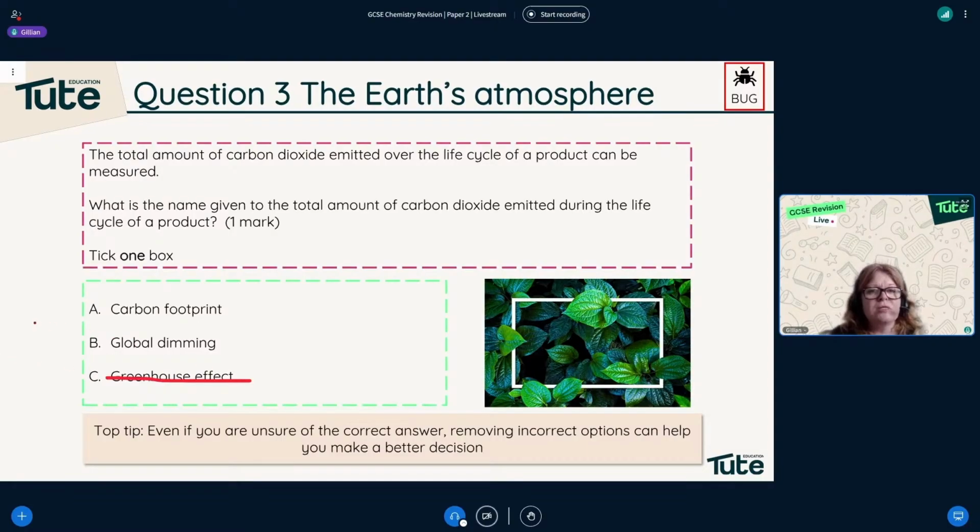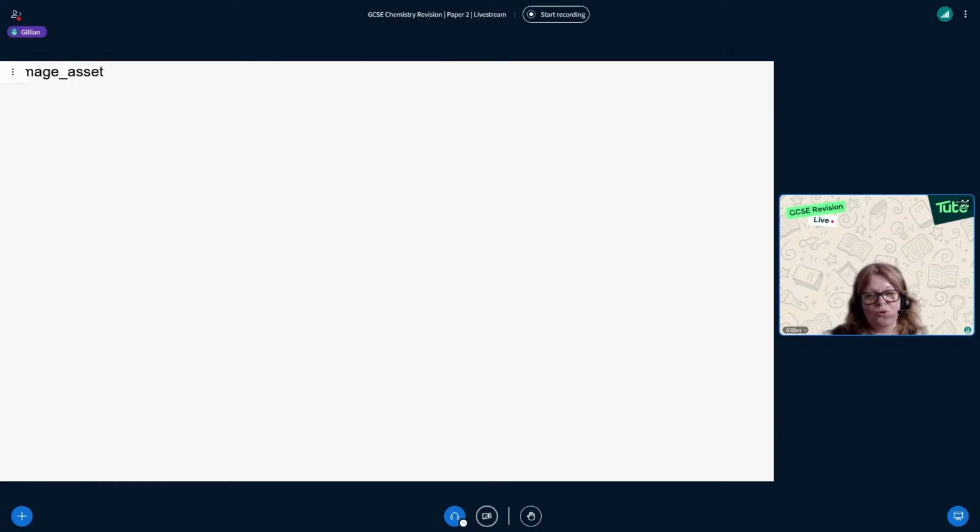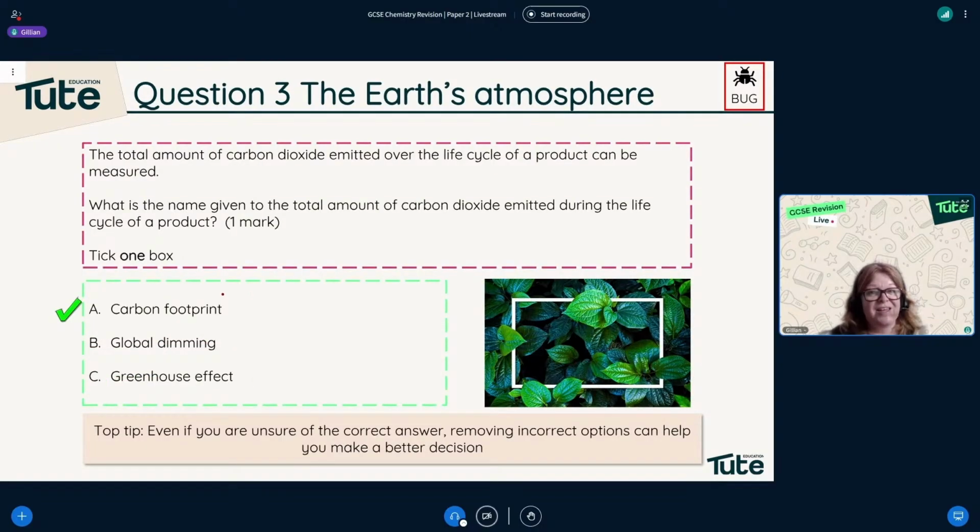So, okay, what's global dimming then? Well, global dimming is the gradual reduction in the amount of light reaching the Earth's surface. And this can actually be caused by carbon particulates, so soot, which is produced during incomplete combustion. So it can't be global dimming. So, of course, the correct answer is carbon footprint. So the carbon footprint is the total amount of carbon dioxide emitted during the life cycle of a product.